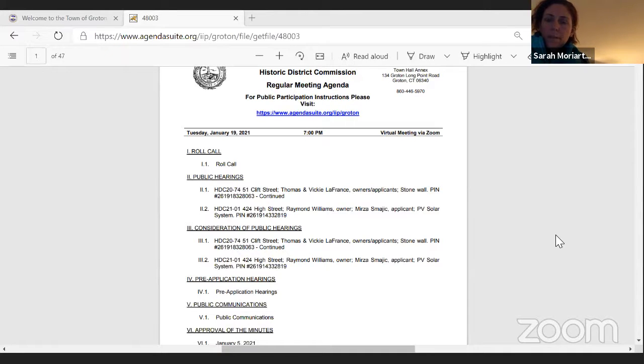So I will open our hearings back up for deliberations, and just as a comment, only commission members can speak during this time. So I'll open HDC 20-74 for deliberations. This is 51 Cliff Street, Thomas and Vicky LeFrance. This was the stone wall addition. So are there any comments or discussion on this particular application?